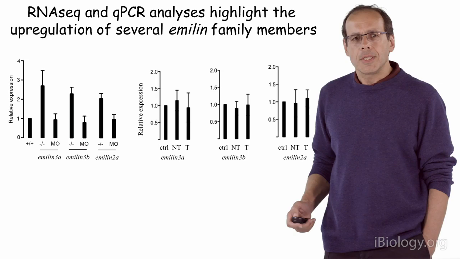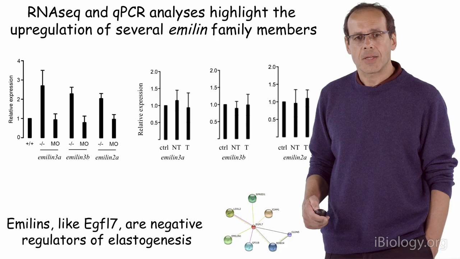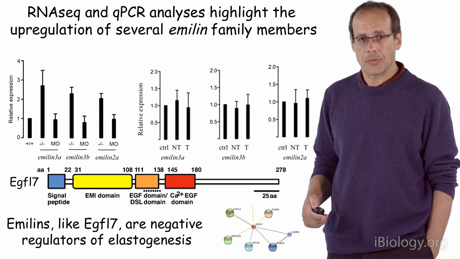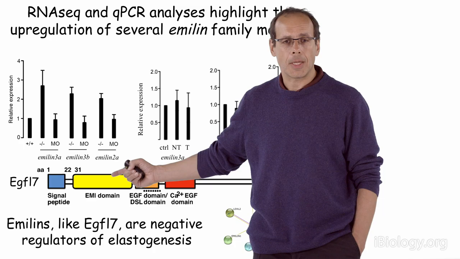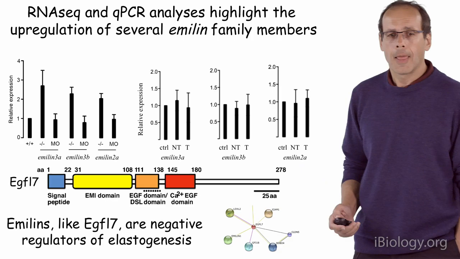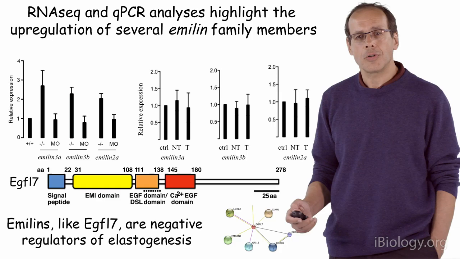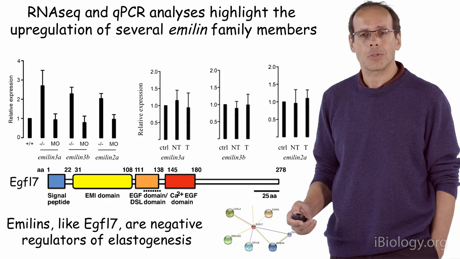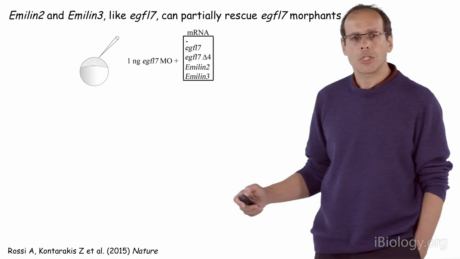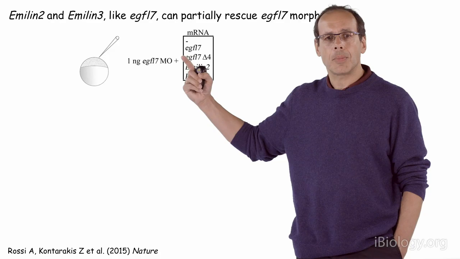What are these MLN genes? We know, in fact, that like EGFL7, MLNs are negative regulators of elastogenesis, and one of the main functional domains of EGFL7, shown here in yellow, is in fact an EMI domain, and this name EMI comes in fact from the MLN genes. Now, is the upregulation of these MLN genes in fact important functionally? And can it explain the lack of phenotypes in EGFL7 mutants? And the way we address this question is by essentially making EGFL7 morphants and then rescuing them with wild type as well as mutant EGFL7 as well as MLN2 and MLN3.